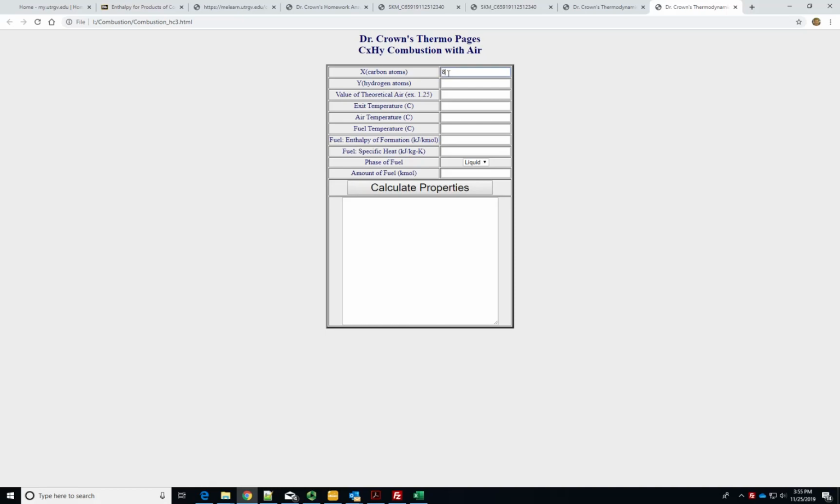Try 18, 1.25, 12, 26.85. Air temperature 60, fuel temperature 100. Negative 249,910.